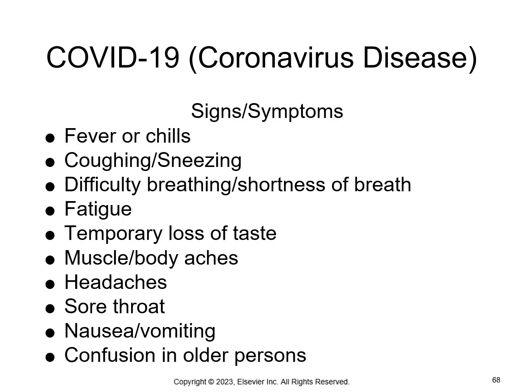Signs and symptoms of COVID are based on different factors, but general signs and symptoms are fever or chills, coughing, sneezing, difficulty breathing, shortness of breath, fatigue, temporary loss of taste, muscle and body aches, headaches, sore throat, nausea, vomiting, congestion. Confusion in the older adult. It should be emphasized that these are general symptoms and they can vary greatly from person to person. Even now, we're seeing some new strains, and some of these are not the same symptoms we've previously seen.